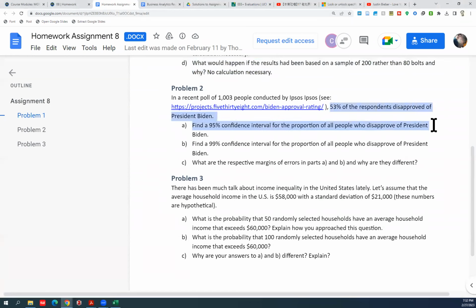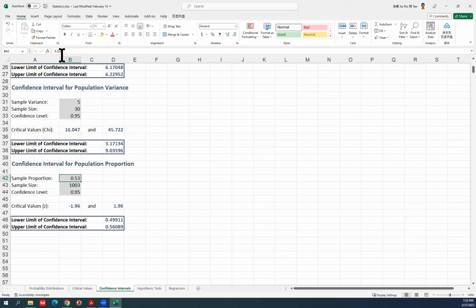However, previously, there are other versions of the homework that say, for example, 530 of the residents disapproved of President Biden. In this case, what we put into sample proportion cannot be 530. So let's just see what happens if, instead of a proportion, I put in a count of residents that disapproved. Oh, we could not calculate the upper and lower limits, right? So notice here what we need to type as input is the proportion as a fraction instead of a count as a number of participants.